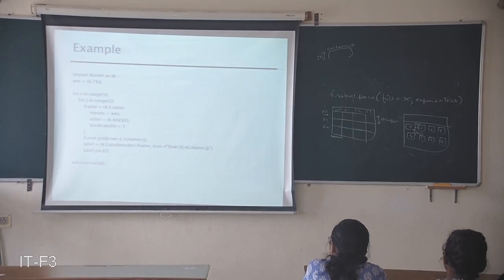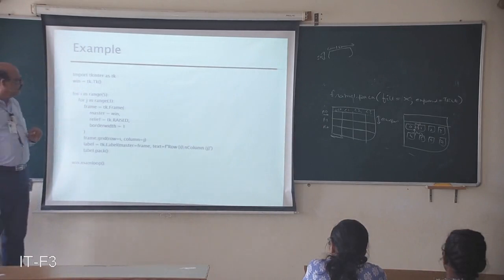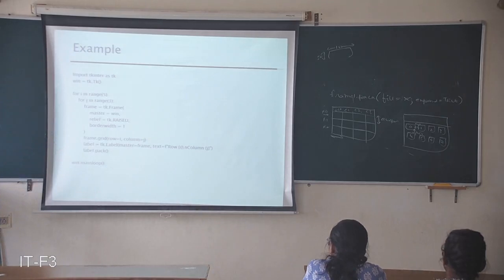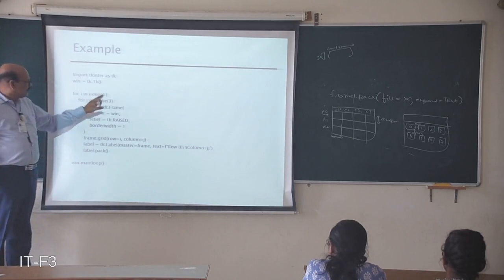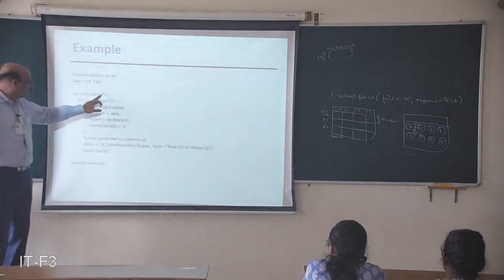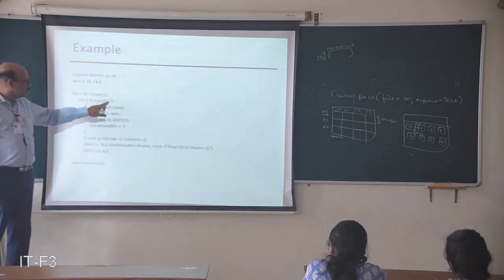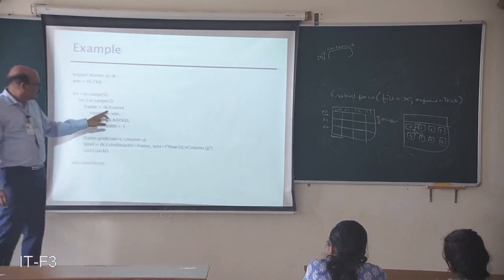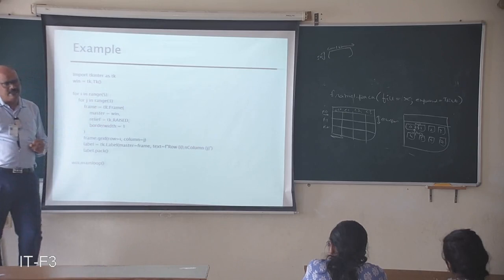Now let us see an example. First we are creating a higher level window. This example uses the grid layout manager, or grid geometry manager. So what are we doing? For i in range 5, we are using two loops. This loop controls the rows and this loop controls the columns. 5 rows and 3 columns. So how many in total? 5 into 3, 15 frames would be created.